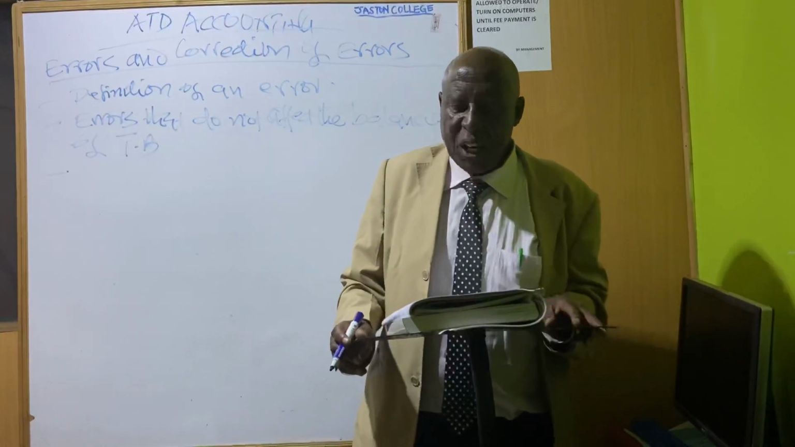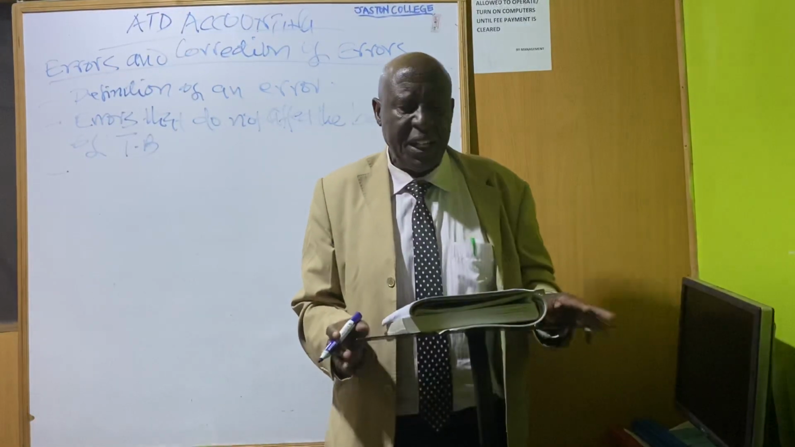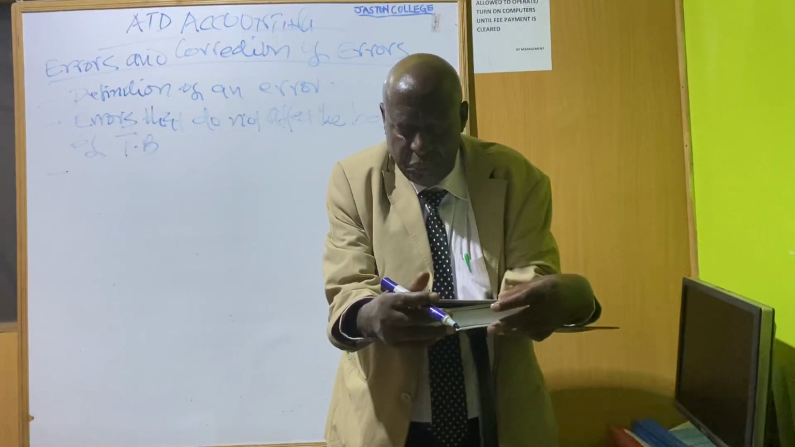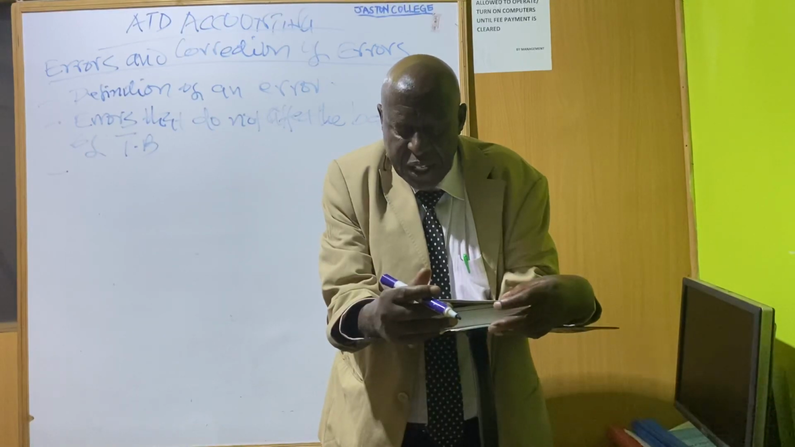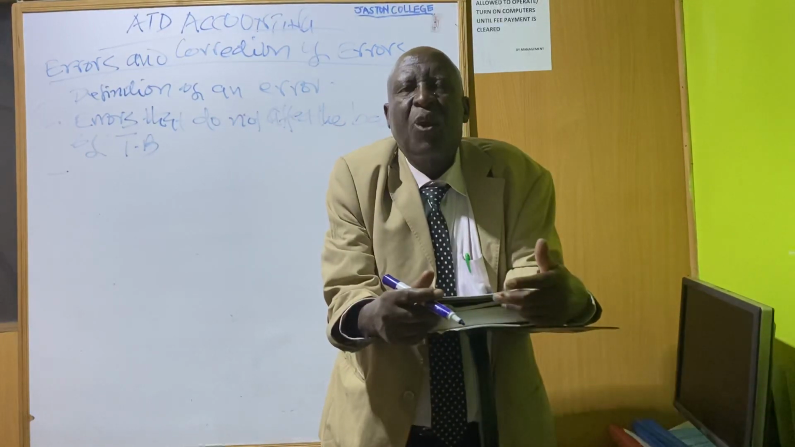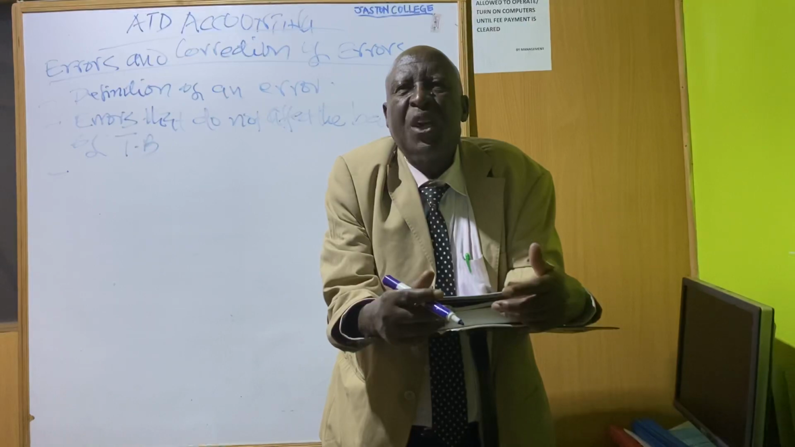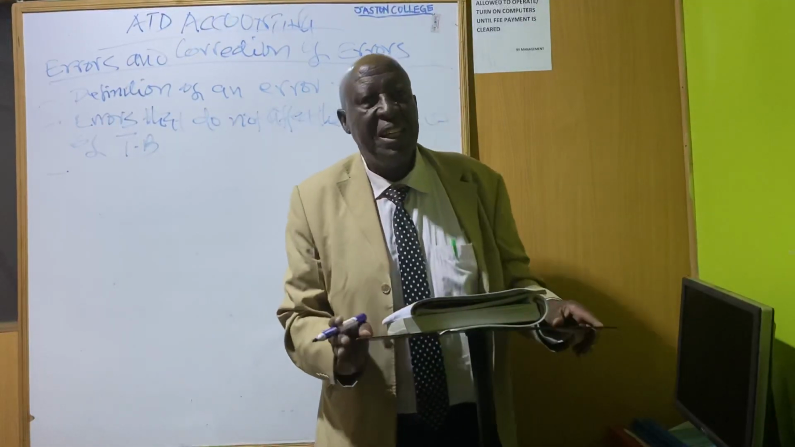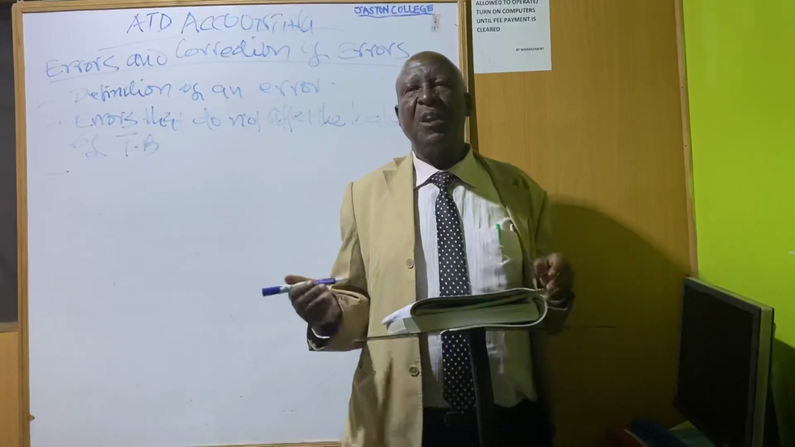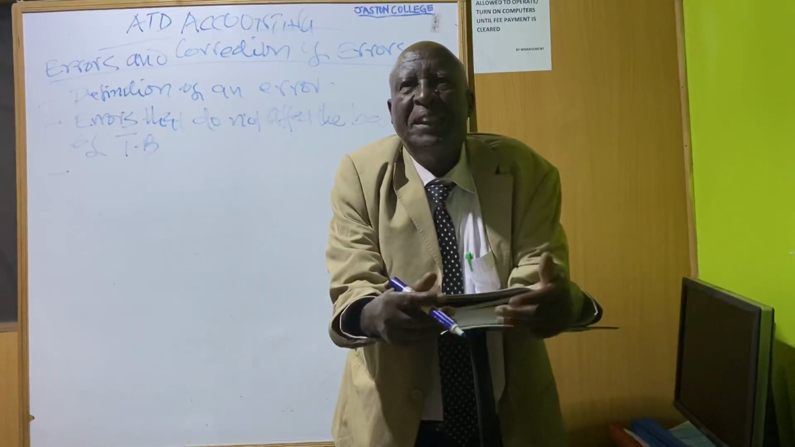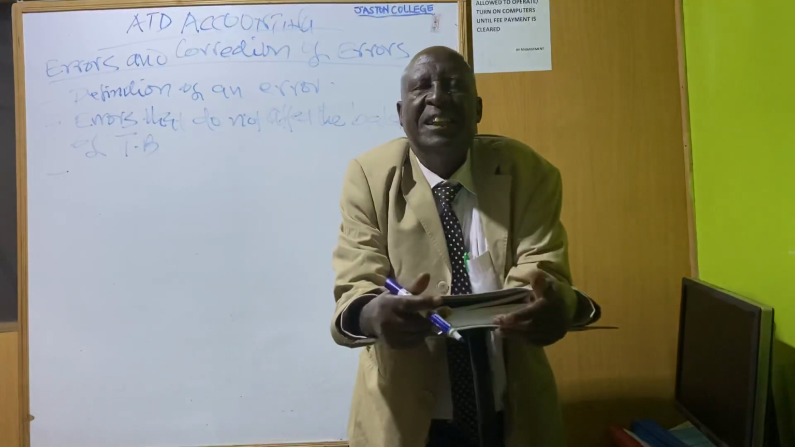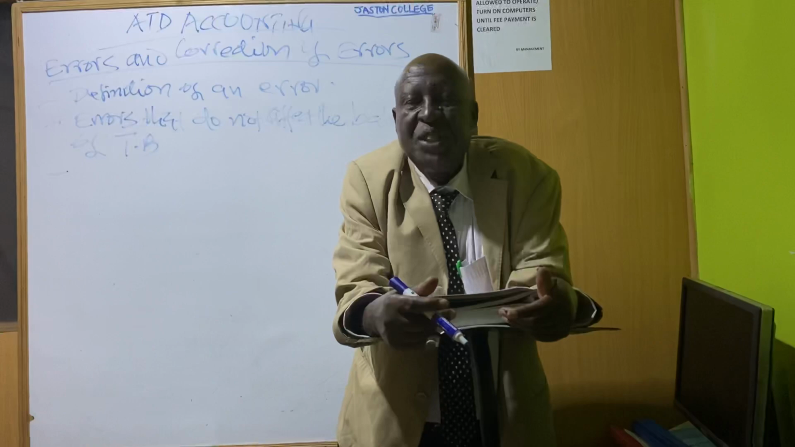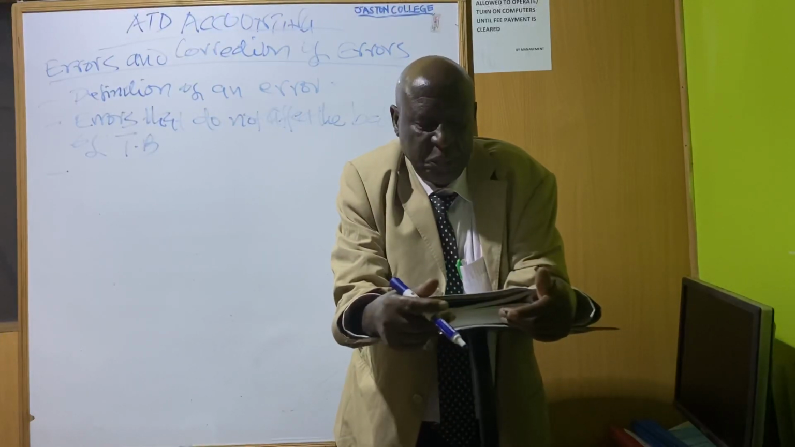An error of commission is recorded normally in the wrong ledger. Maybe instead of recording salaries in the general ledger, you come and write salaries in the sales ledger. That is an error of commission.